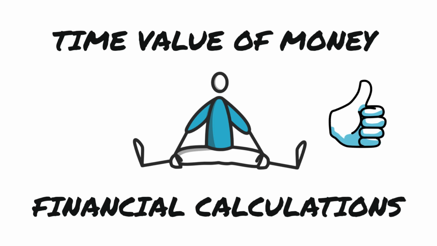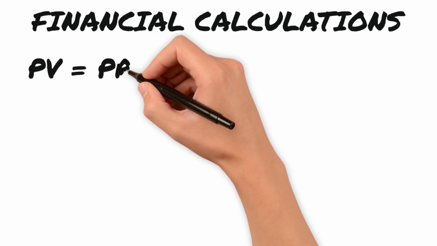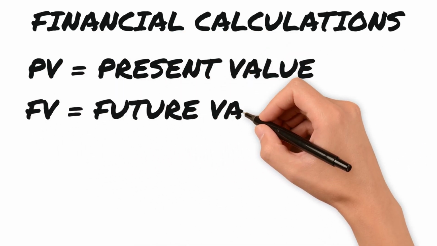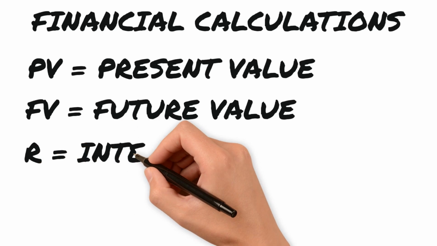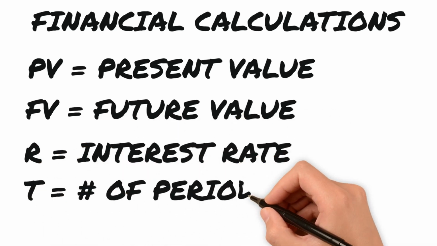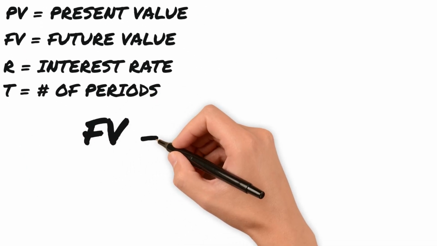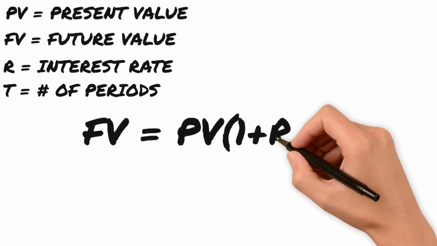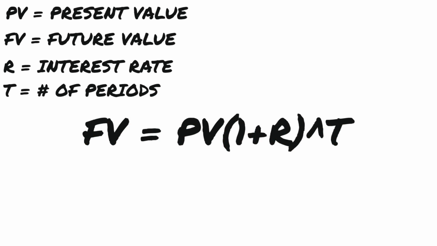The four variables we will be dealing with are present value, represented by PV, future value, represented by FV, the interest rate, represented by R, and the number of periods, represented by T. This is the general formula for the time value of money. Now let's start off with a future value calculation.